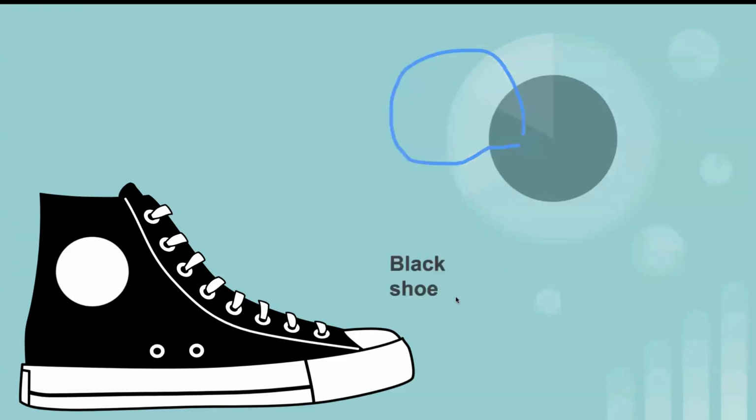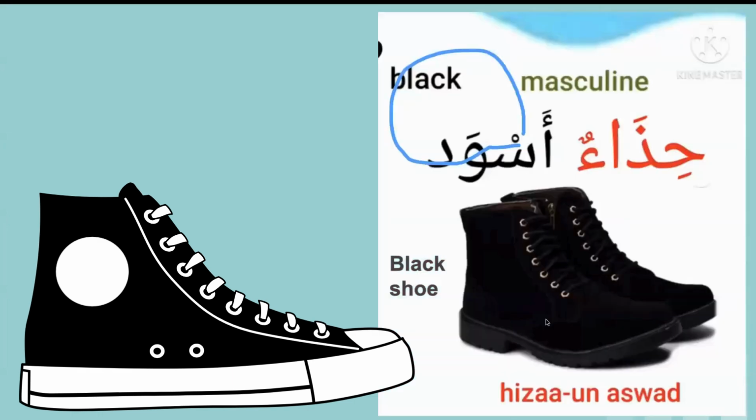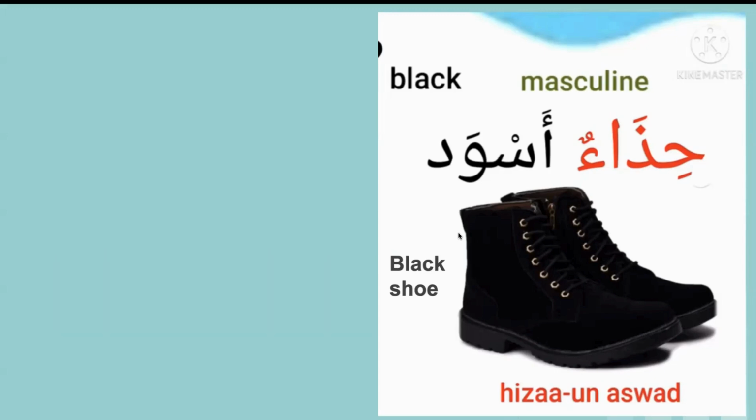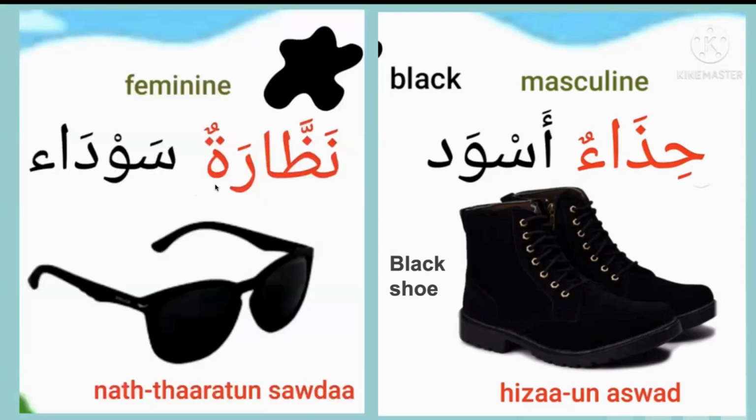How to say black shoe in Arabic? Do you remember how to say shoe in Arabic? Hiza'un aswad. It's the black shoe. And glasses in Arabic is called nazara. Nazaratun sauda. Why are we saying Nazaratun sauda? Because that word is ending with a ta marbuta, and that's an indication for us that it's a feminine word.